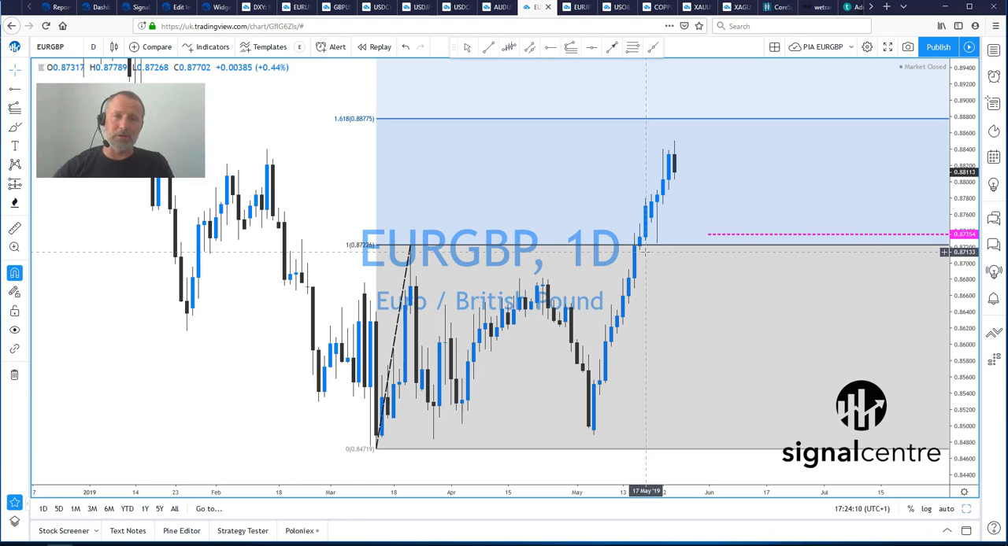Obviously, we've had Theresa May resigning on Friday. That's given sterling a bit of a boost. Is it going to really sort of power through cable? We'll have to wait and see, but that's the level that I'm looking at the beginning of this week. To the downside, 87.35 is our bespoke support.